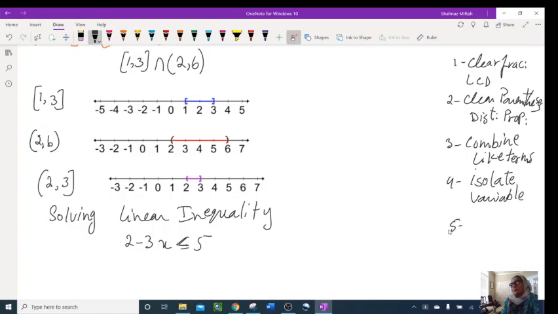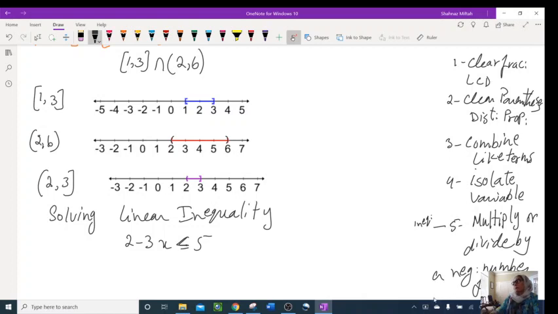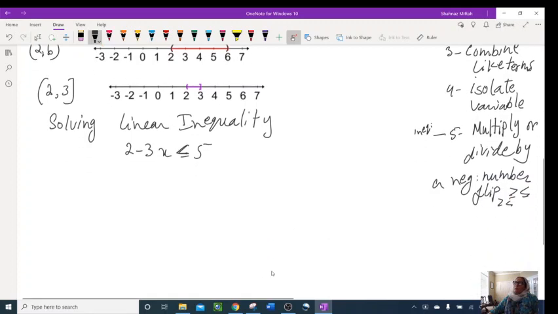For inequality, you have a 5th step. This is the extra 5th step for inequality. The 5th step means if you multiply or divide by a negative number, you flip the inequality sign. Both of them, either one of them. Okay, so let's do this. Now, no fractions, no parentheses. Combine like terms, then isolate the variable.